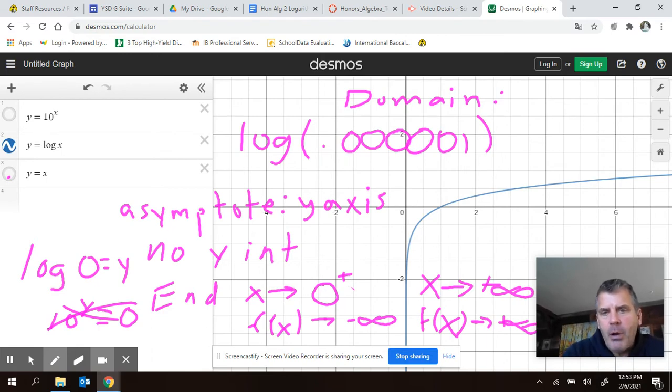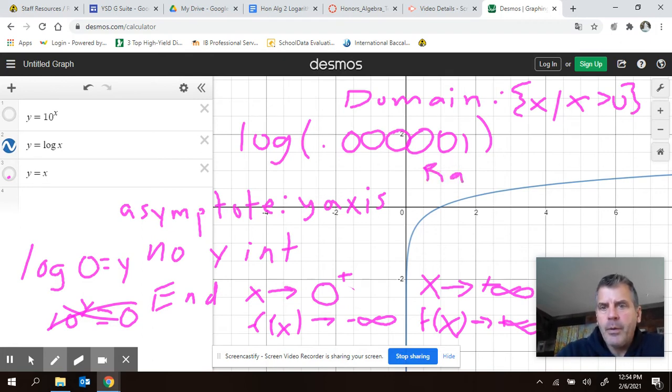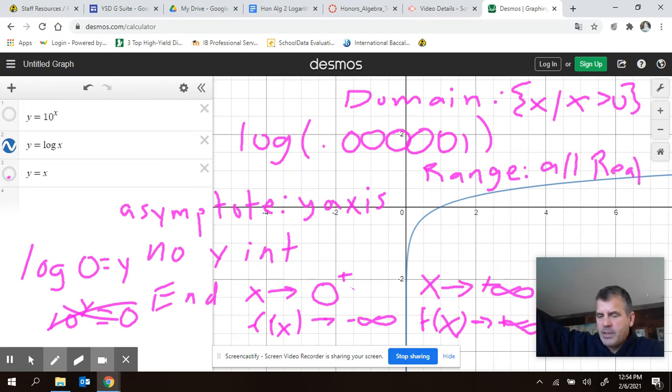So our domain is all values for x greater than or equal to 0. Excuse me, greater than 0. So the domain would be all values x such that x has to be greater than 0. Or all positive reals. That's another way of looking at it. All right, so then what's our range? Well, the range is going to be all reals. All real numbers. Because you get all negatives, and it takes a long time, but it eventually gets out there to all the positives as well.